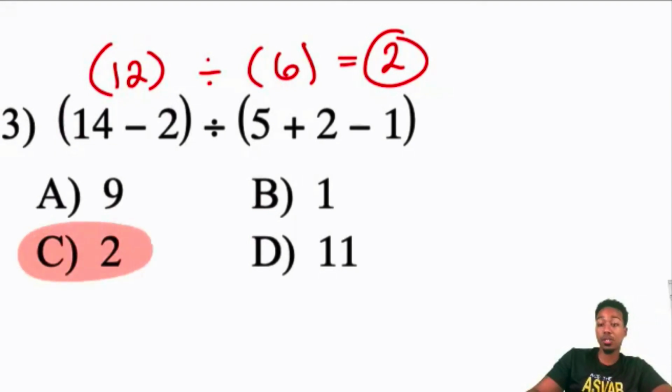Christian, it looks like you're good so far. Christian said they're all C. Let's find out if number 4 is C. Let's find out. Let's find out.